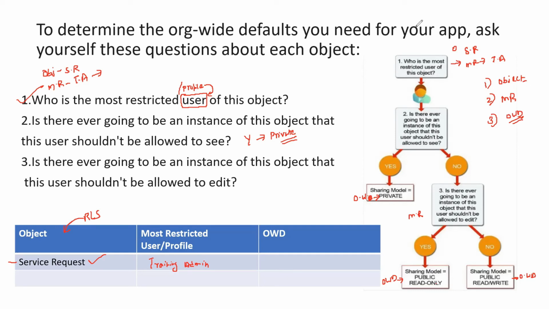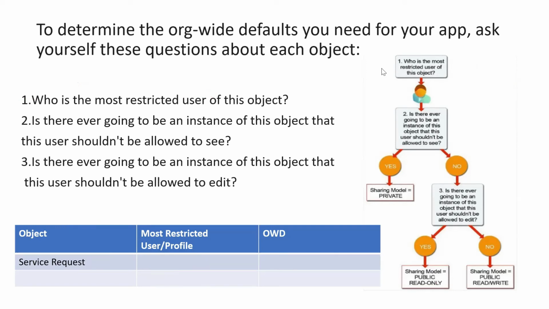For our requirement, let's see what should be the OWD for our service request. The object that we have selected is service request. The restricted user that we have is training admin. So for this training admin, is there ever going to be a scenario or an instance of this object that this user should not be able to see?